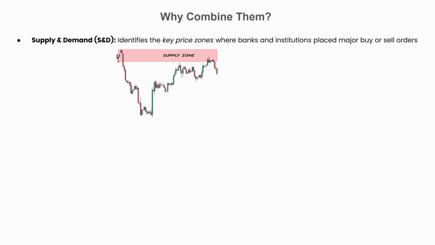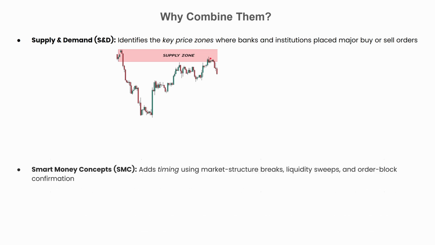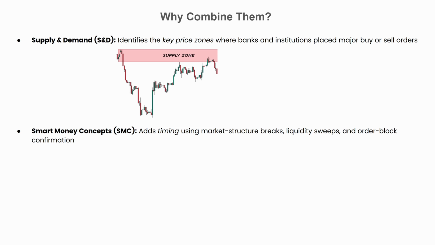Look at this. We had the last buy to sell. This movement happened like this. So you mark this as a zone whereby we have the supply zone. What do we do? We wait for this price to come all the way up here before we drop to the lower time frame to look for entries using the SMC. Smart money concept will add the timing using market structure breaks, liquidity sweeps, and order block confirmation.